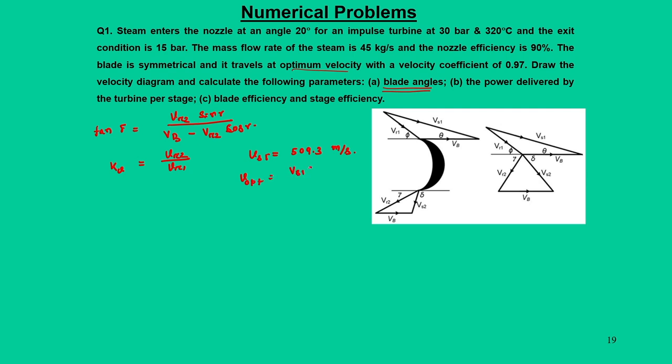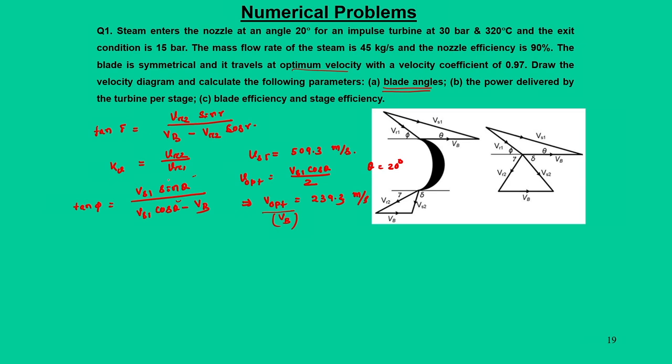Then we can find out VB optimum as VS1 cos theta by 2. So, here theta is equal to 20 degree. So, VB optimum would be 239.3 meter per second. So, once we have the optimum speed then we can find out tan phi as VS1 sin theta divided by VS1 cos theta minus VB. So, here VB now becomes VB optimum.